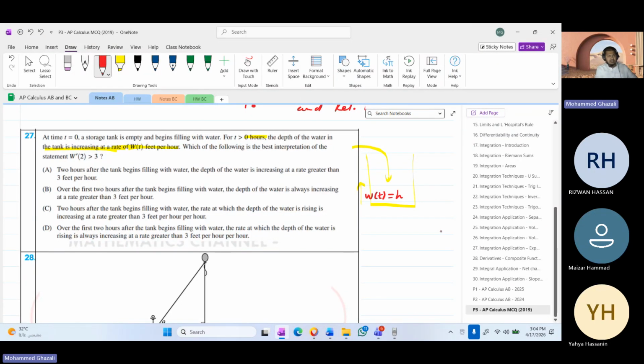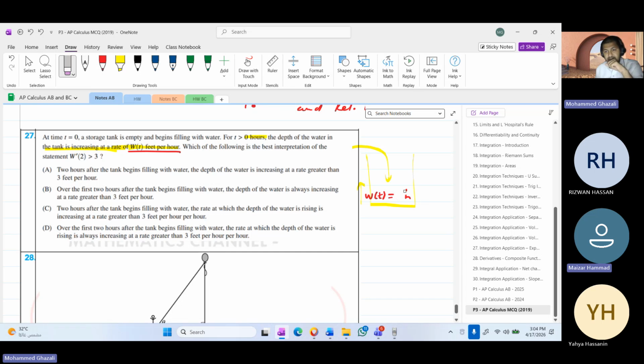Two hours after. What does W prime mean? It means how fast the height is rising. It's like a double derivative. Remember, the change in height is already the W(t) function. W(t) is the height, and W prime is the change in height, how fast it is changing.